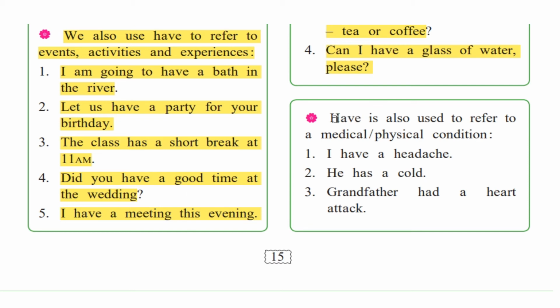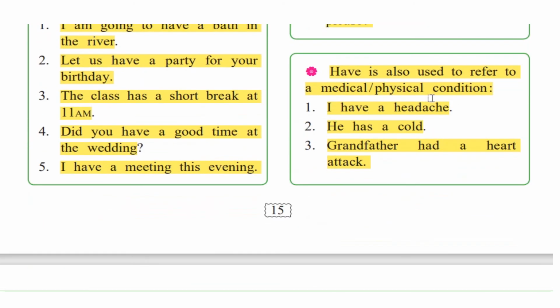Now let's look at the last example in this. Have is also used to refer to a medical or physical condition. So I have a headache. So you're informing someone that you have a headache. He has a cold. Here again, we're telling that he has a cold. Grandfather had a heart attack. So we are informing that grandfather had a heart attack. So if you see, the first 2 examples are in the present tense, whereas the third sentence is in the past tense. And in all the examples above, have is being used as a main verb.